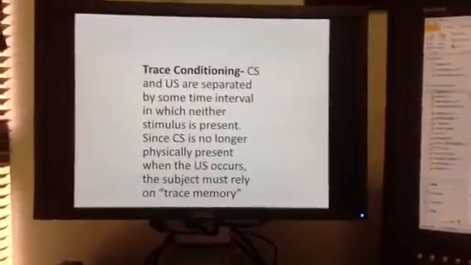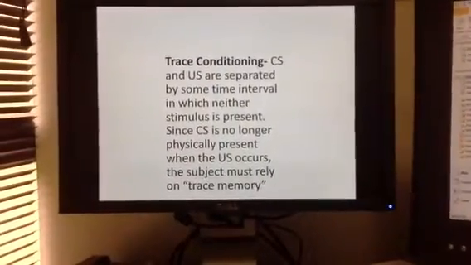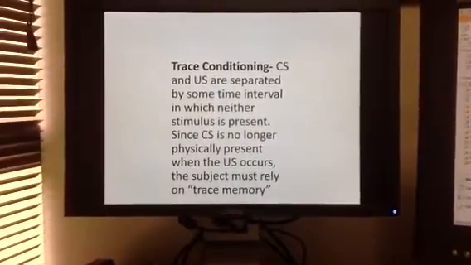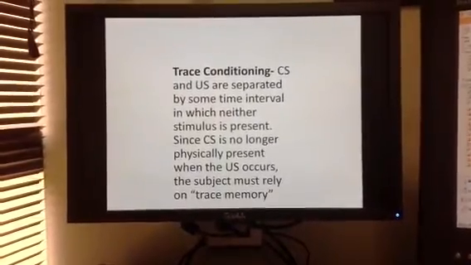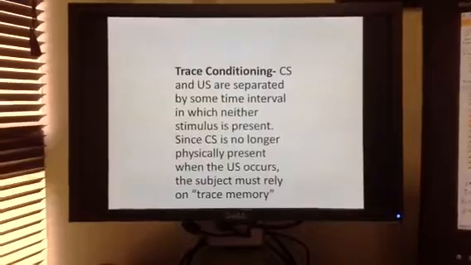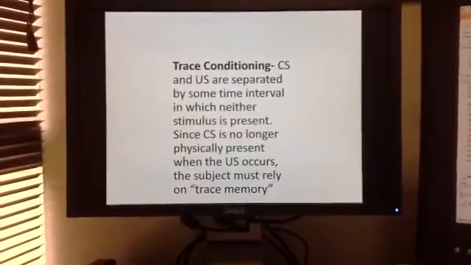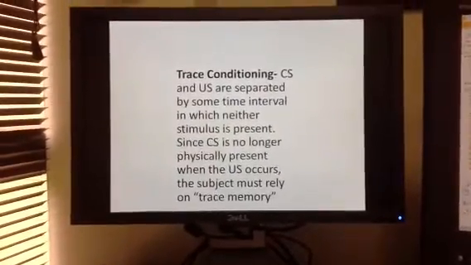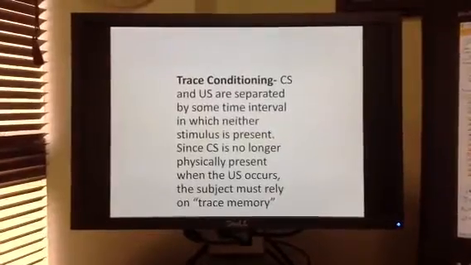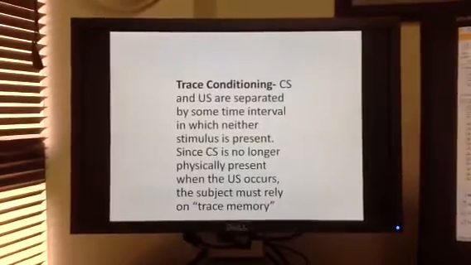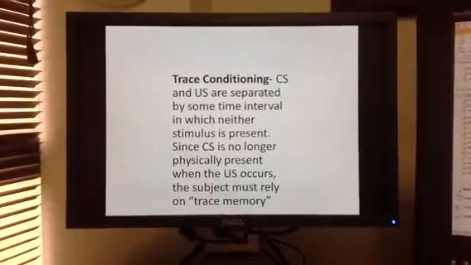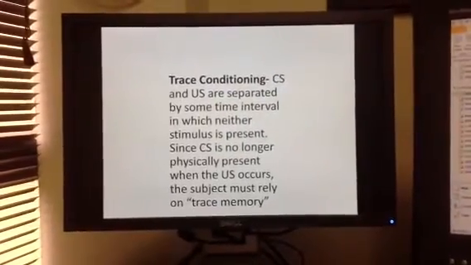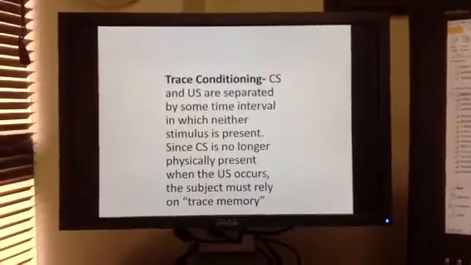The second type is called trace conditioning. This is where the conditioned stimulus and the unconditioned stimulus are separated by some time interval where neither stimulus is present. So in Pavlov's example, the conditioned stimulus being the tone or the bell and the food being the unconditioned stimulus are separated by a time interval where neither the food nor the bell are present at all.